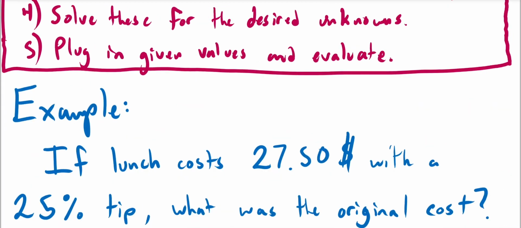So let me give you an example. Lunch costs $27.50. We left a 25% tip. What was the original cost of lunch? Okay, so let's think about it, and let's consider the quantities at play. Let's consider the relationship between those quantities, and then let's solve for the unknown variable.